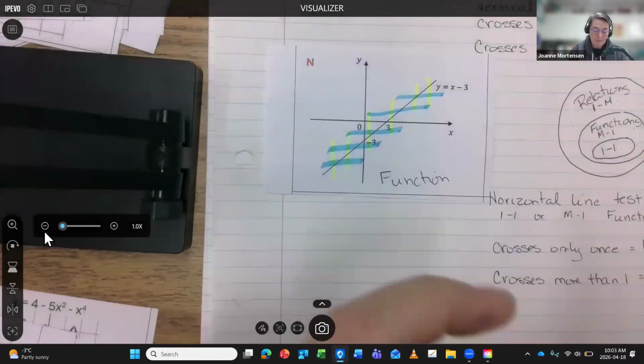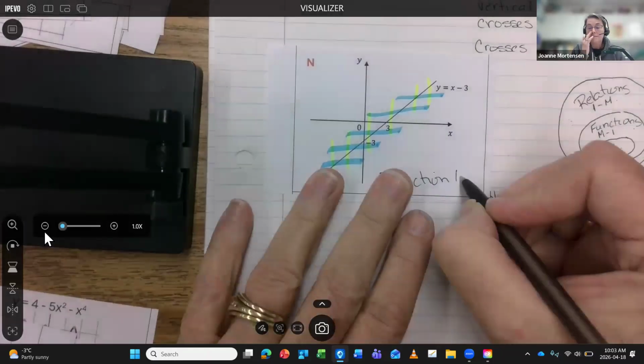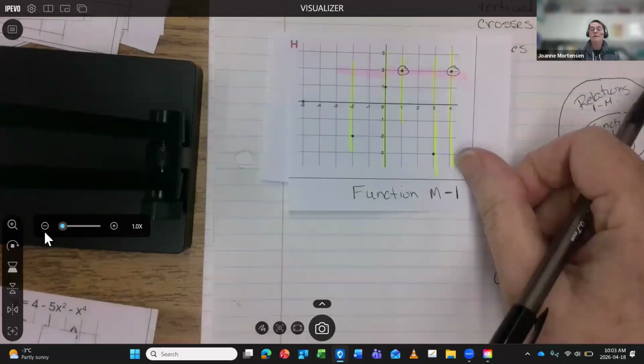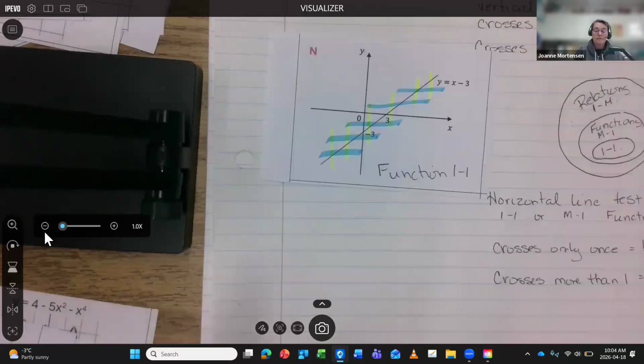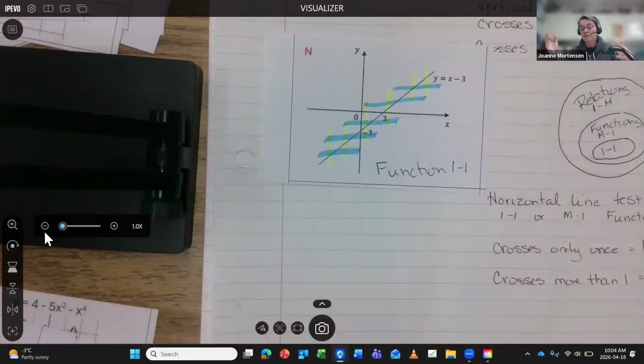Yep. It never hit the line twice. So this is a one-to-one. Honestly, almost always when you get a graph of a one-to-one function, if it's a line, as opposed to one of these diagrams, I know that's not a mini, but just a bunch of random dots, it's almost always a line, just a nice straight line at some angle.